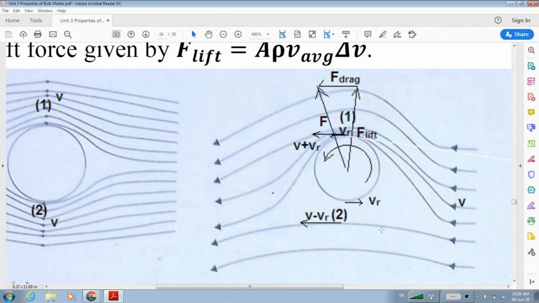So while the ball touches the streamlines, some of them will be deviating towards the upper side of the ball and some of them will be deviating towards the lower side of the ball. But if you see the top side of the ball, what is the direction of rotation there? Anti-clockwise, or we can say right to left.